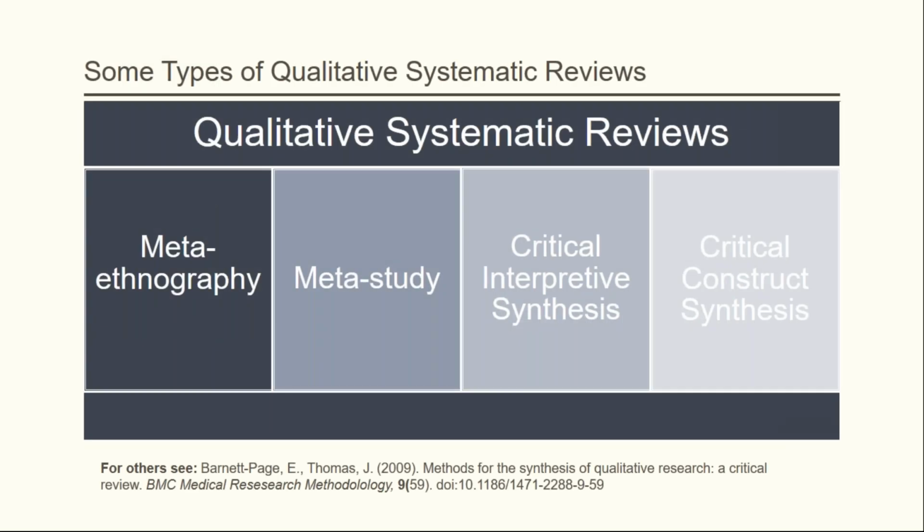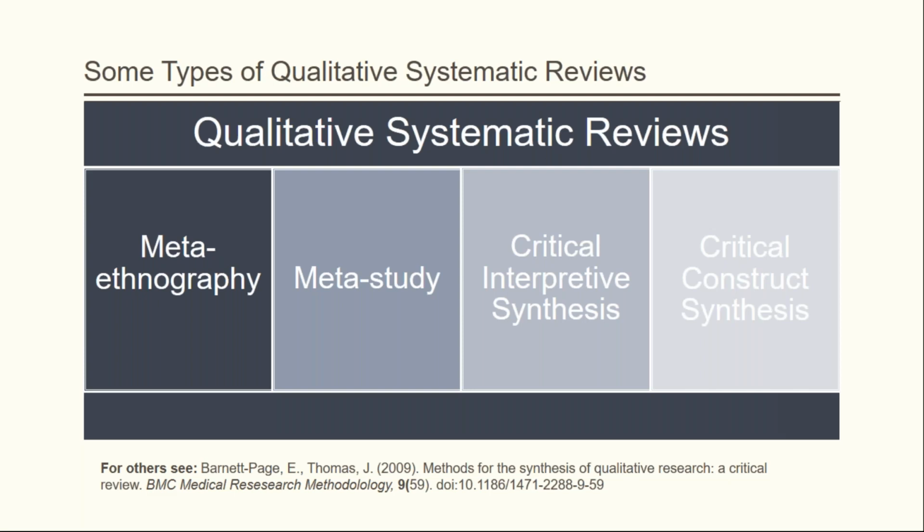So this is just a small set of qualitative systematic review approaches. And you'll see the citation at the bottom. Bartlett, Page, and Thomas have a really great article, even if it is 10 years old, that lays out different types of qualitative systematic reviews. And so this is just a few of them. But there are a few of my favorites.